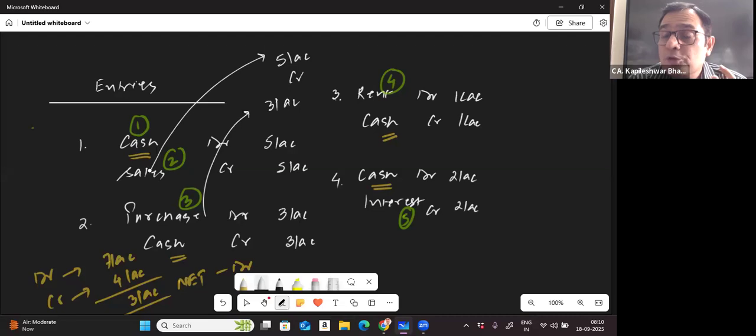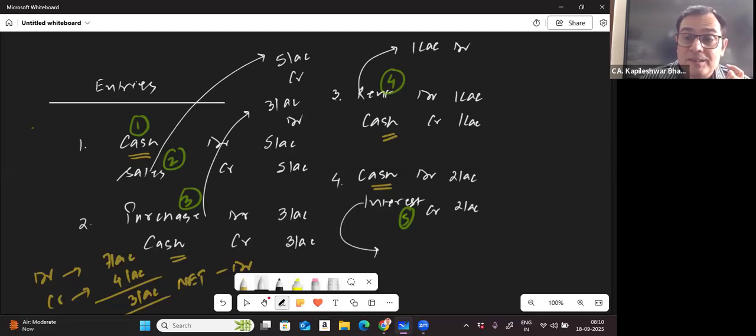Purchase is going to get what? 3 lakhs debit or credit? That's right, it's going to get a debit balance. Wonderful. And further, when you are looking at rent, can I say this is going to be 1 lakh debit? And when you're looking at interest, can I say this is going to be 2 lakhs credit?